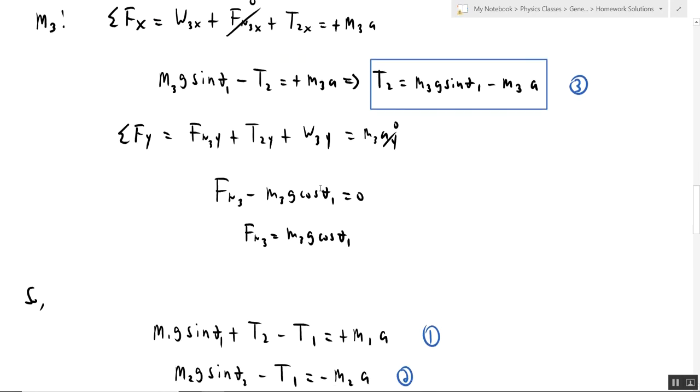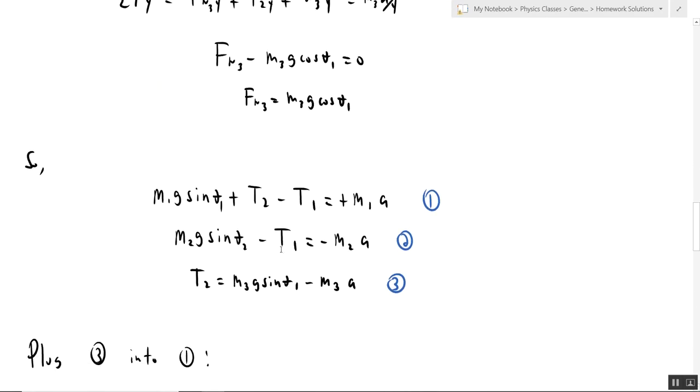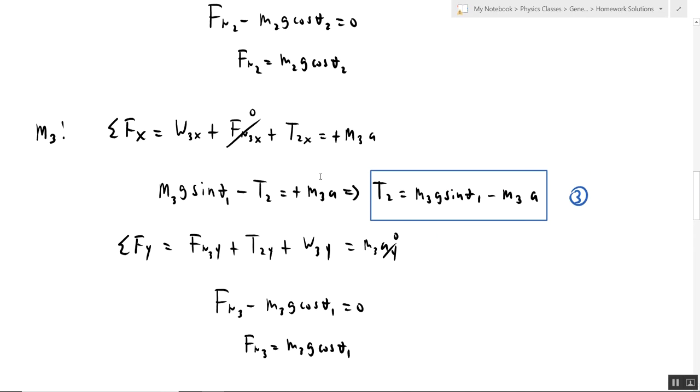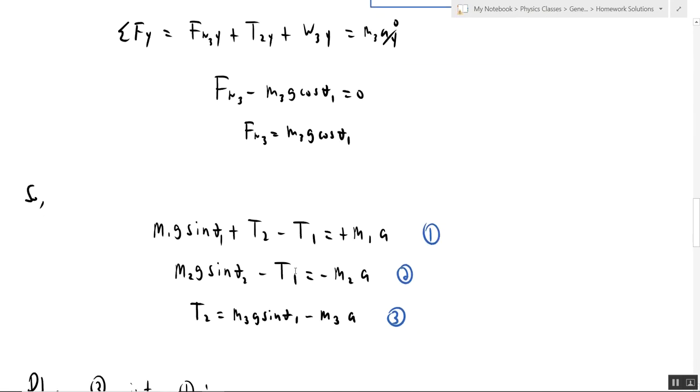And then what you're doing is you're putting those three equations together, which is what I have here, and you're trying to solve for the thing that you're trying to solve for, eliminating everything you don't know. So what I did is I plugged 3 into 1. What I mean by that is T2 is M3g sine theta 1 minus M3a from equation 3. I solved this equation for T2. I added T2 to both sides, and I subtracted M3a from both sides. And then I'm going to put it in here.